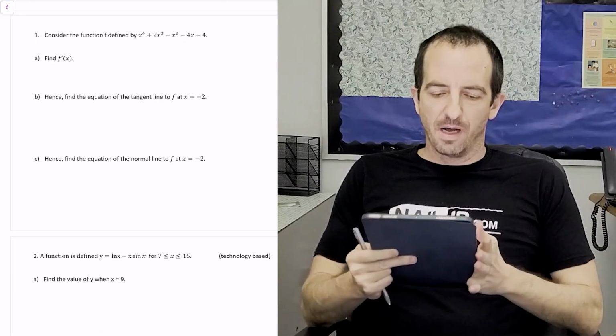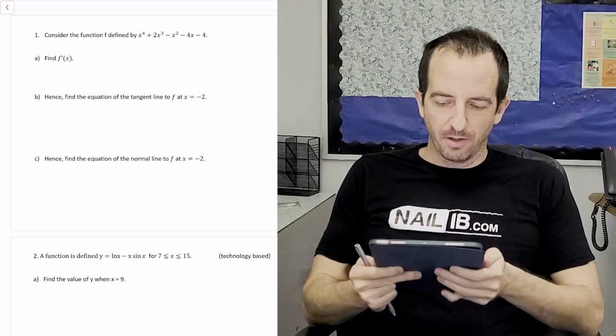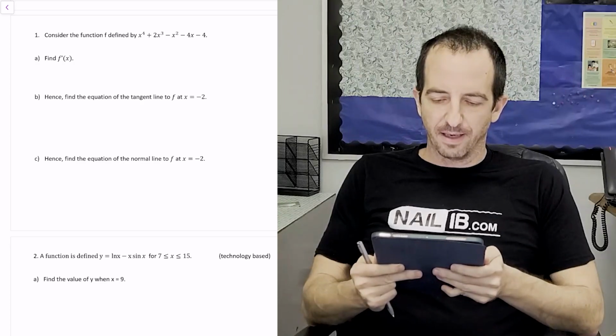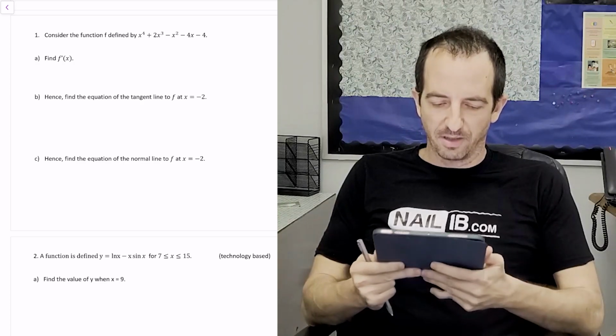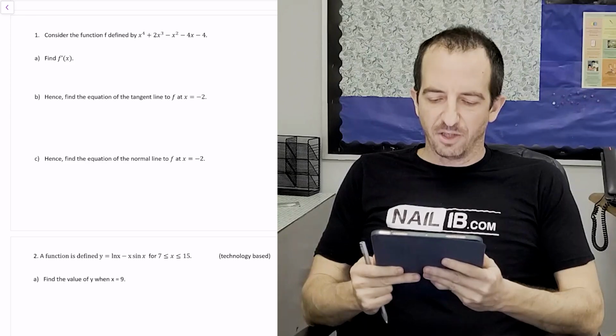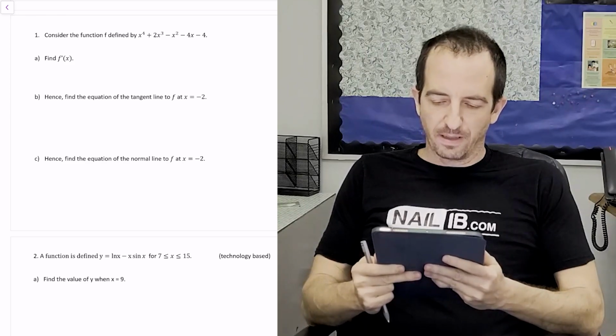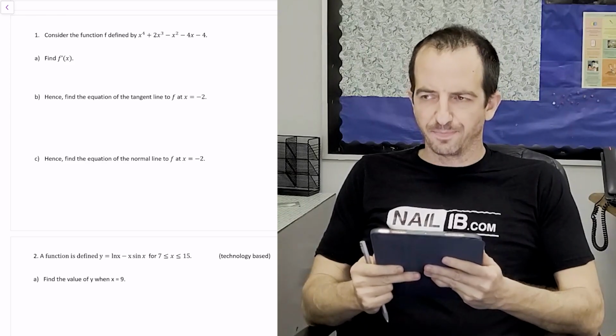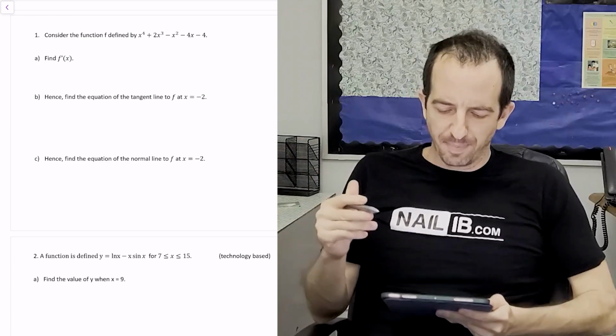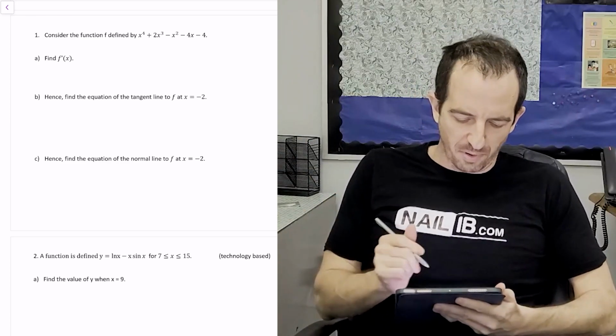Question 1. If you feel comfortable with the material, give it a go, see if you're able to get the same answer as I am, so see if the work matches up. In question 1, they give us the function x to the 4th plus 2x cubed, take away x squared, take away 4x, take away 4. The first step is to find the derivative of this, find f prime.